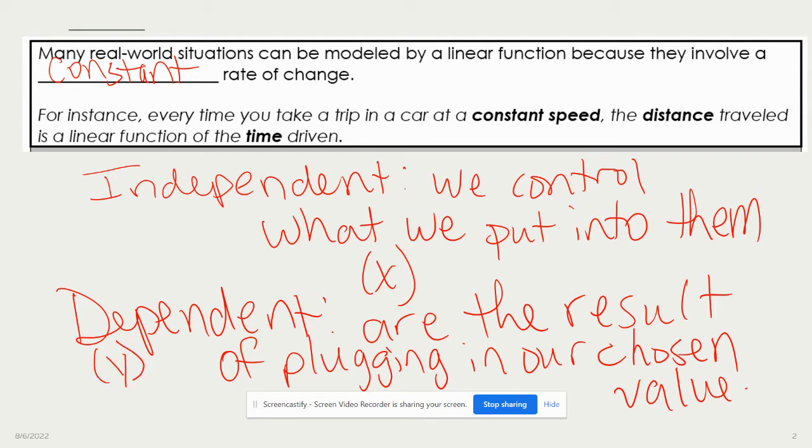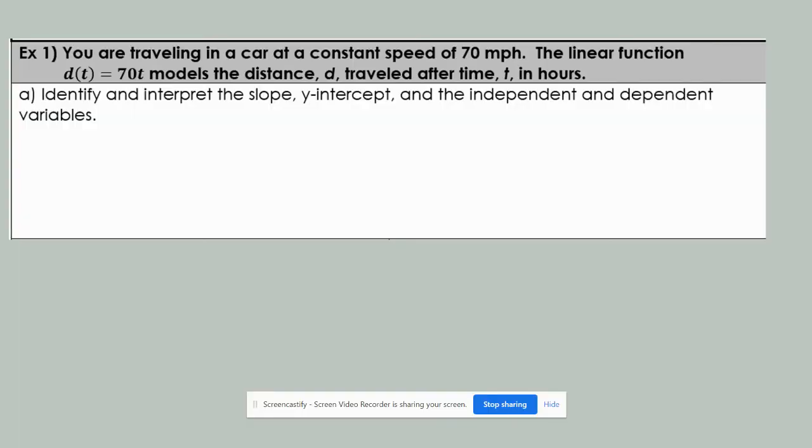So let's try a couple of these. We have a car traveling at a constant speed of 70 miles per hour. So distance is 70 times t, the time, in hours. We could also say that that is y equals 70x, if that helps. That means that our slope is 70 or 70 over 1.